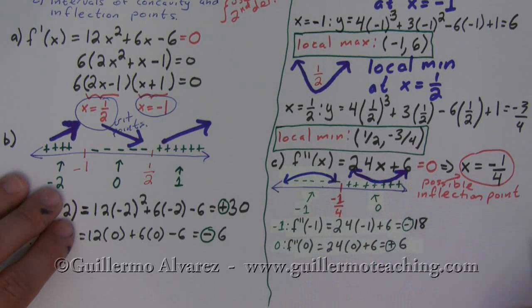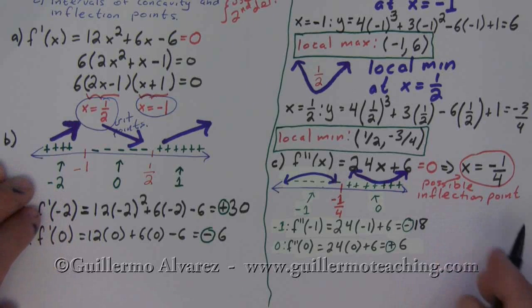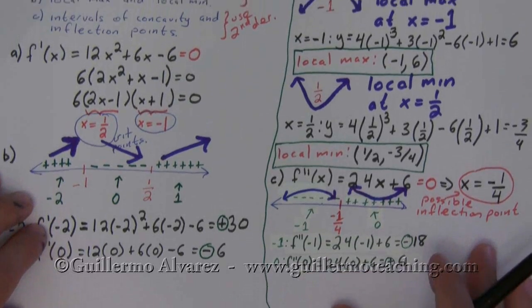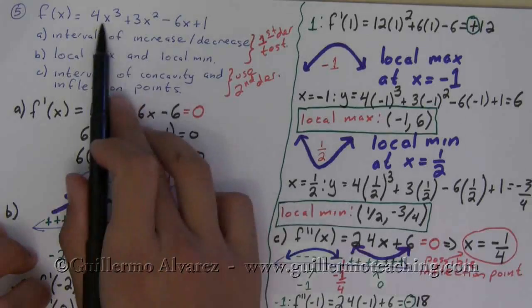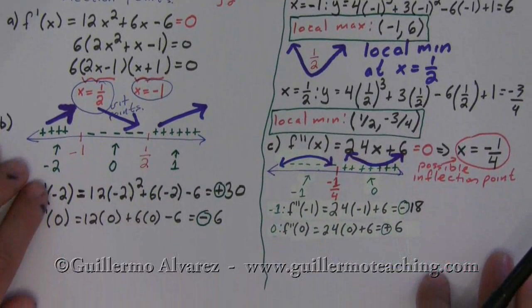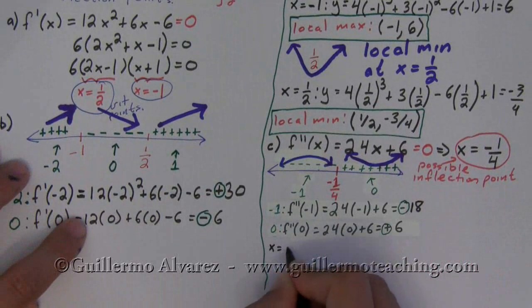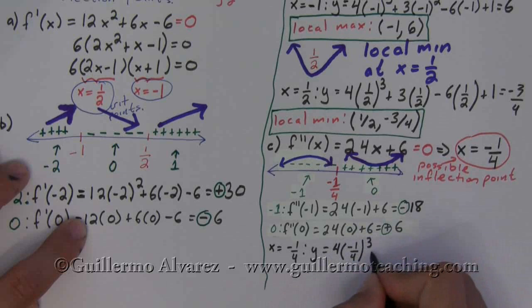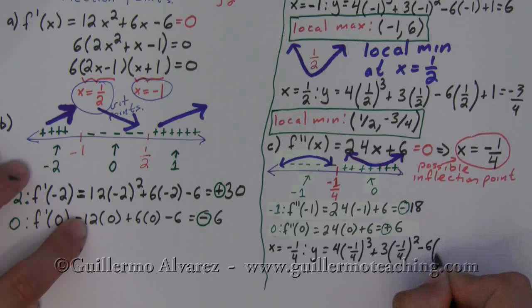So to find the actual inflection point, what we have to do is plug the x value back into the original function, because that's the one that gives us the y values. Okay, so we're going to do that. So when x is equal to negative 1/4, y is equal to 4 times negative 1/4 to the third plus 3 times negative 1/4 squared minus 6 times negative 1/4 plus 1.